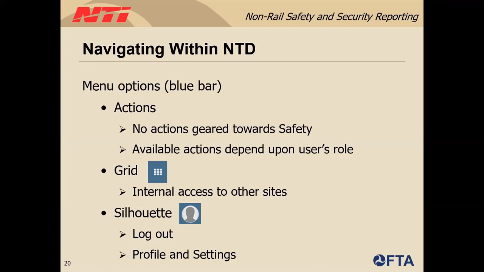The silhouette, the little headshot you see in the upper right-hand corner of your screen when you're logged in, is where you can access your Appian profile and your system settings.